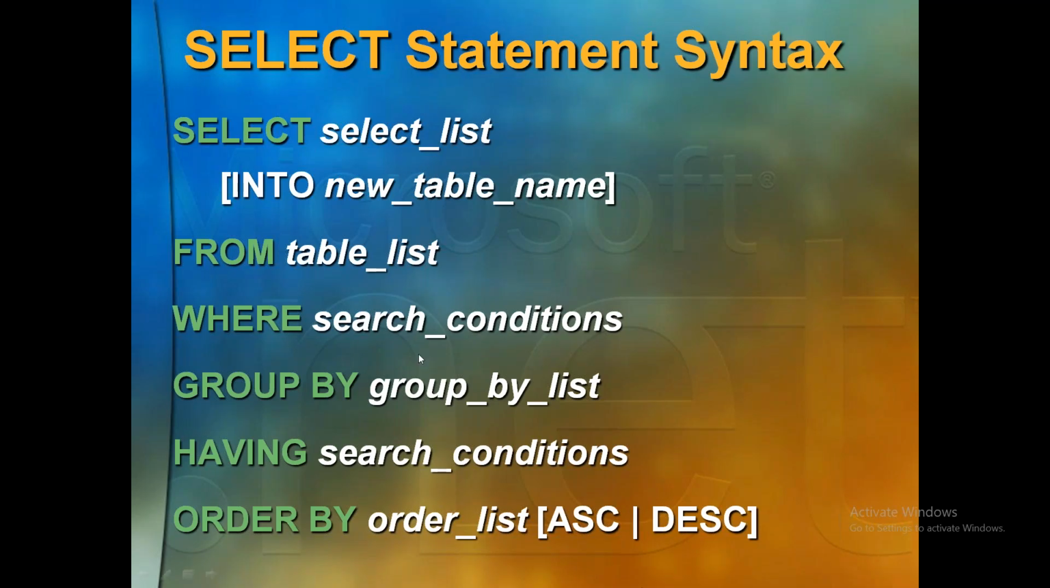That you must use: select list into new table name. What is into new table name? We'll discuss. From, in the from clause, you can have a table list, where such condition, group by column list, having again such condition, order by order list, ascending or descending. So this is the complete select statement syntax whenever you go to Oracle or MySQL anywhere.